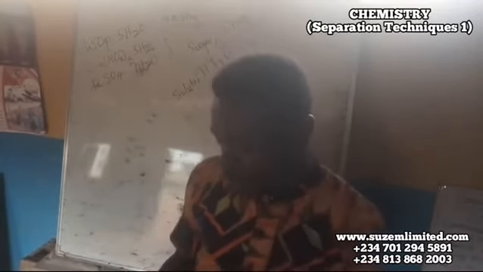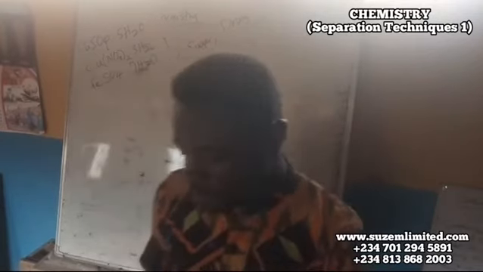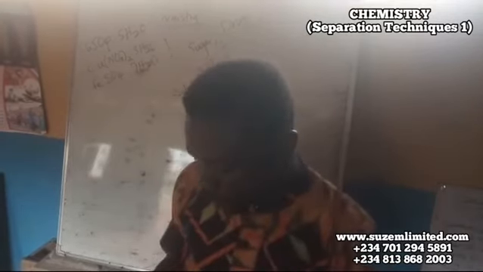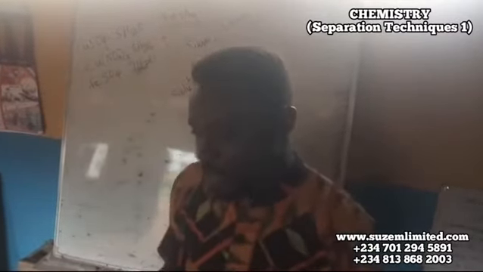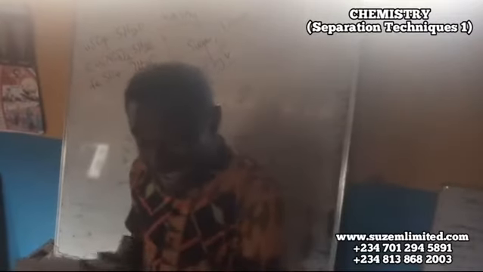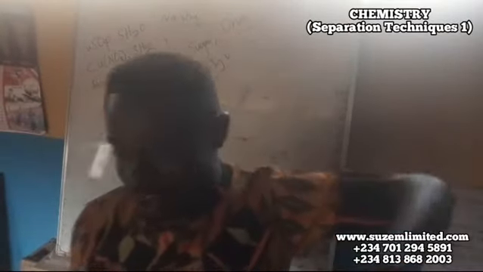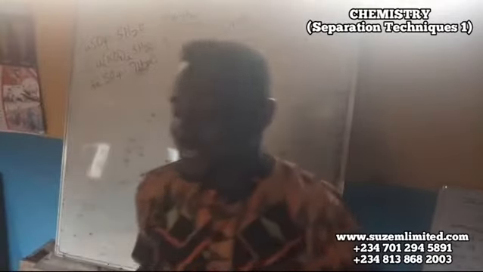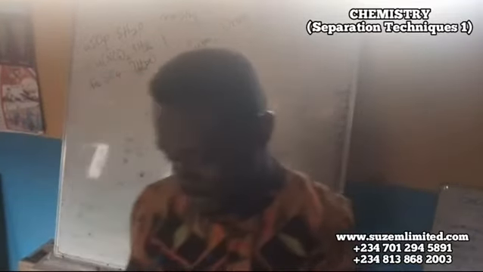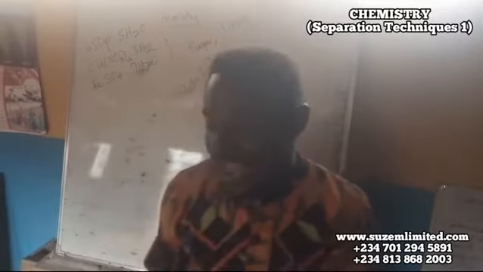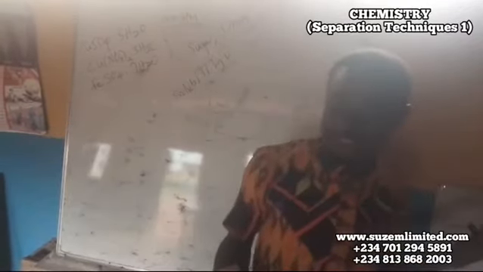For example, iron(II) sulfate is soluble in water, but not in ethanol. But ethanol and water are miscible. Therefore, if you now get ethanol and add it to the solution containing water and iron sulfate, what will happen? Iron sulfate will come out, will precipitate out from the solution.